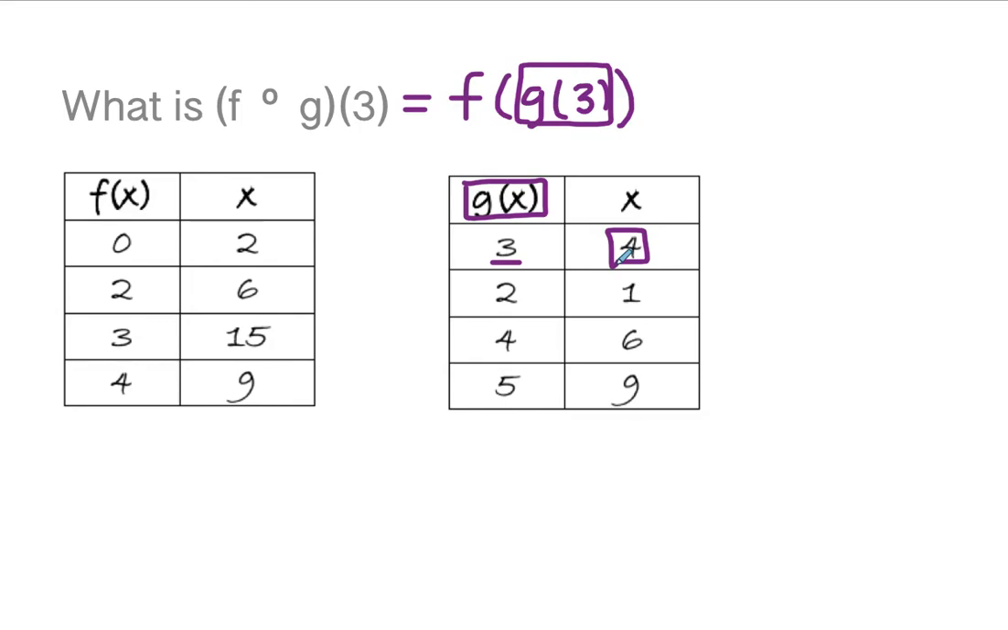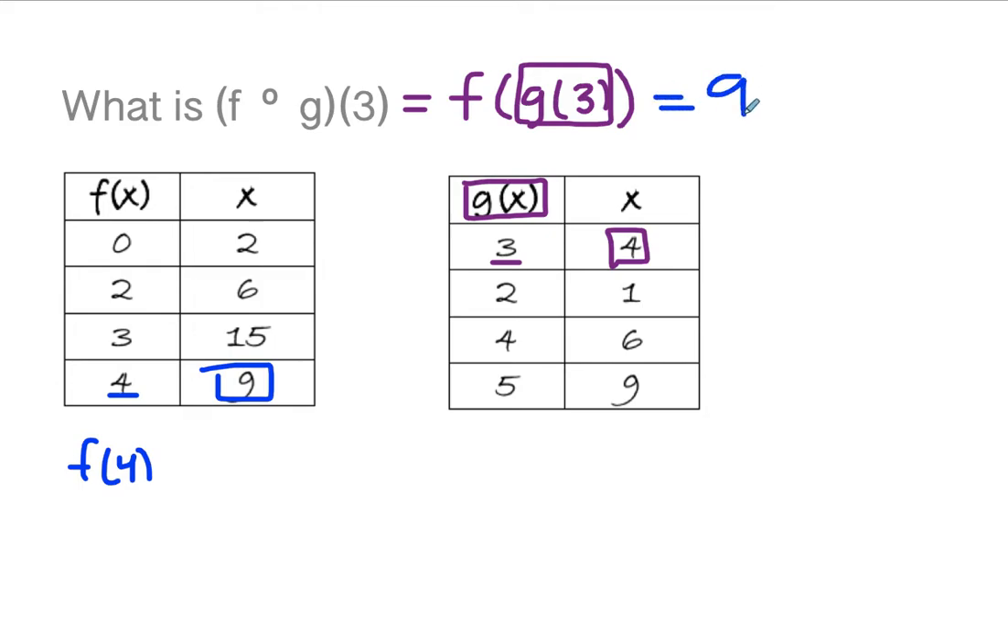So what do I do with this 4? Ideally we would take the 4 and plug it into f, but I can't plug 4 into f because I don't know what the function is. But I can look at the table and say, if I'm looking for f of 4, because that's what it would look like if I plugged 4 into f, I can go to the f of x column and look for 4. Well, there it is. What is the value of f of 4? That value is 9. So the answer to this is 9.